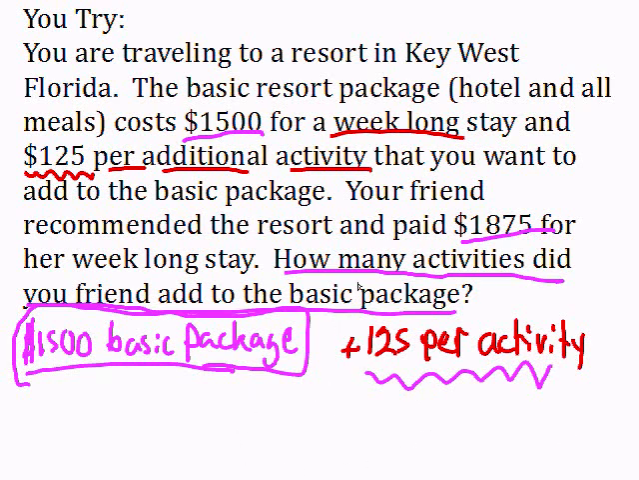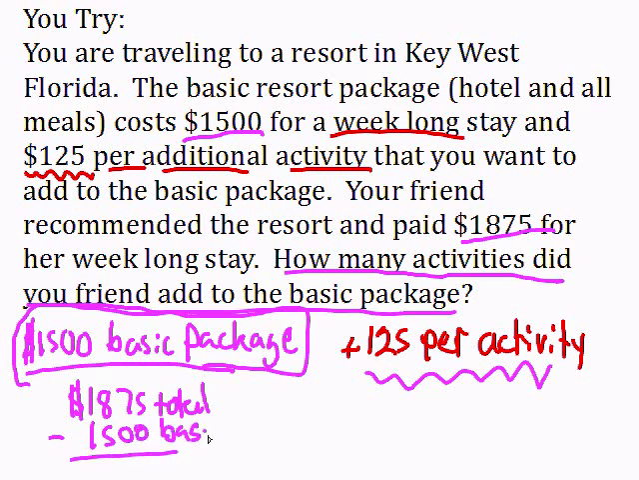To do that, I would take $1,875 and subtract $1,500 from it to give me the money spent on just the activities. So $1,875, that was the total cost, minus the $1,500 for the basic package, is going to give us a total of $375. That's $375 for just the activities. Well, 375 divided by 125 is going to give us a total of 3 activities.